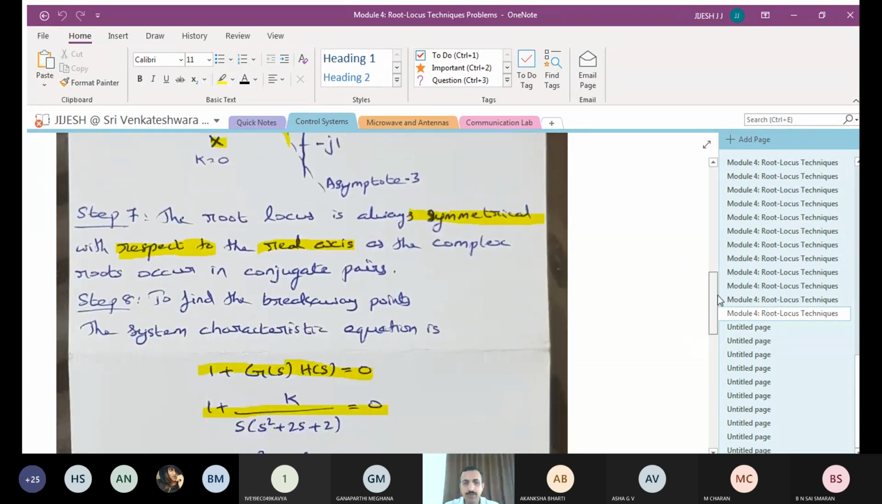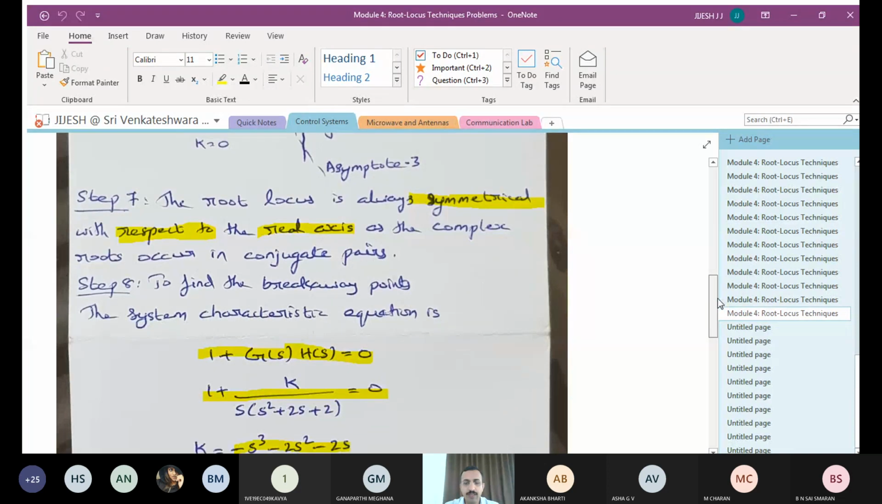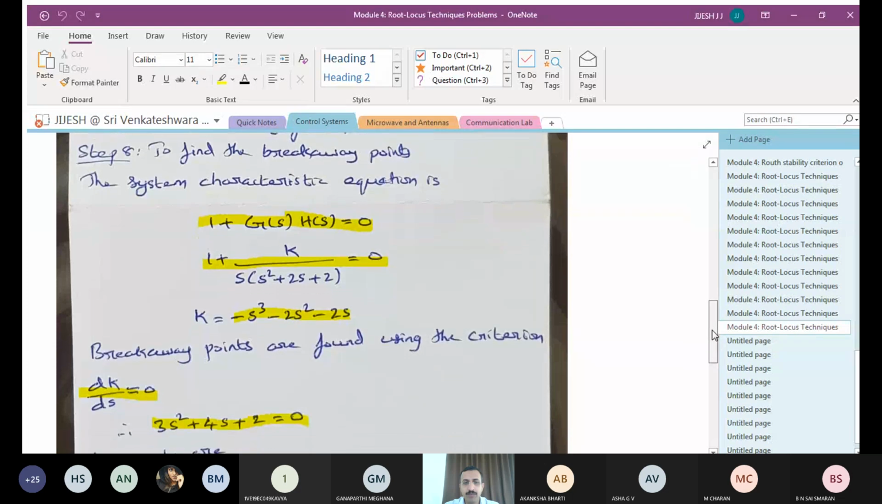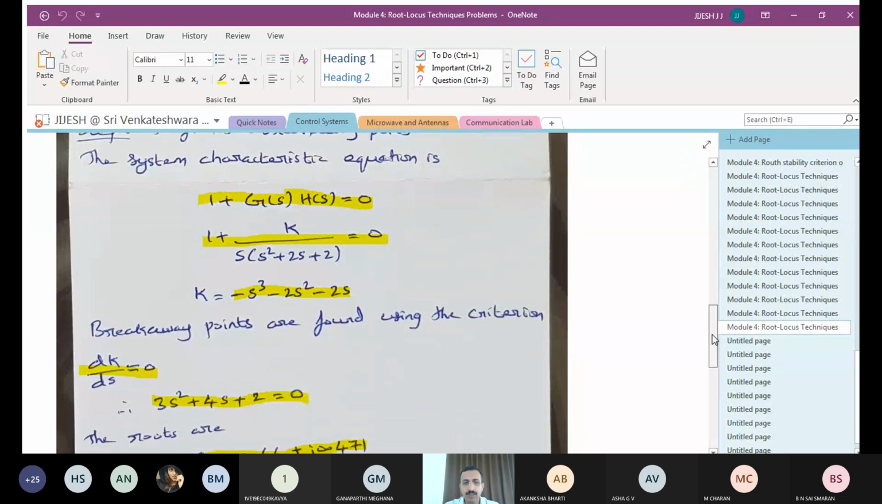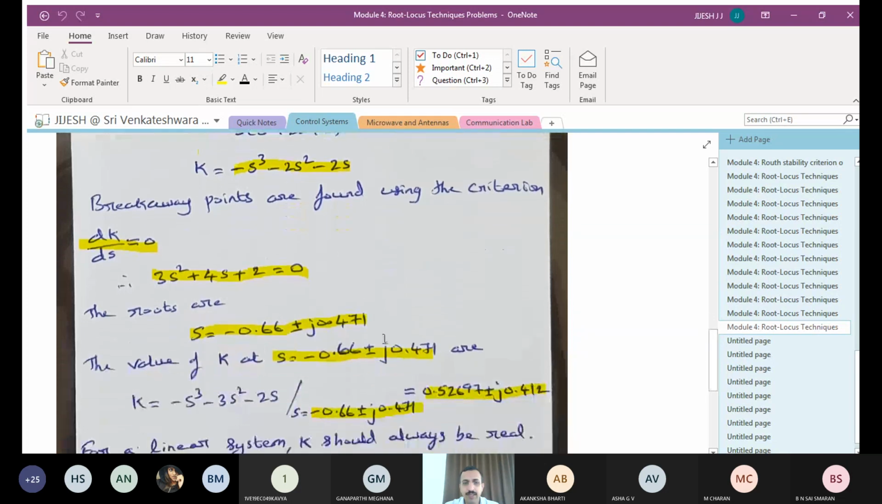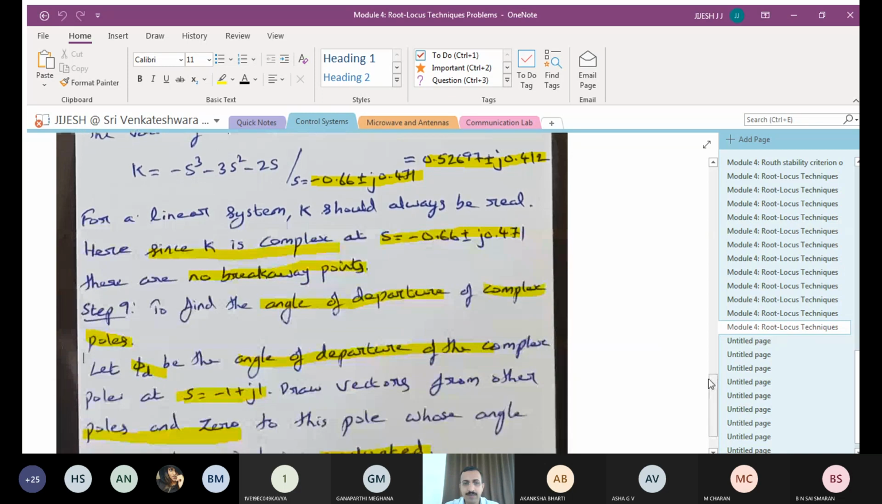Once you did that, further on you moved on to find out that it is symmetrical. You have written in step 7 that it is symmetrical to the real axis. After that, you have found the breakaway point, where you got k is equal to minus s cube minus 2s square minus 2s, and dk by ds is equal to 0; you differentiated that. So you got s is equal to minus 0.66 plus or minus j 0.471, and you have found the value of k at this point. So all these things we have completed in the previous class.